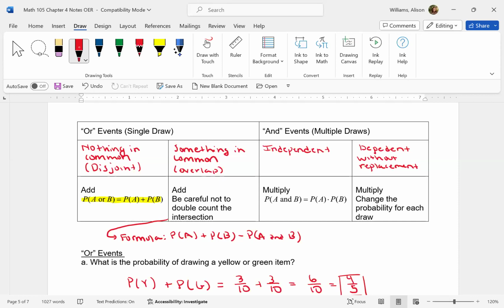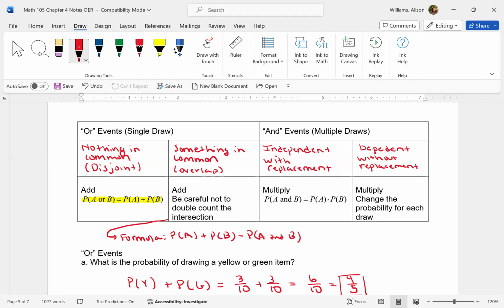But to do independent, meaning, how could I draw stuff out of the bag twice but not affect the odds the second time? That means I need to put the item back into the bag that I drew out the first time. So that means you would have with replacement. In order to make it so that they don't affect each other, you would replace the item back into the bag, and now the odds are still the same.